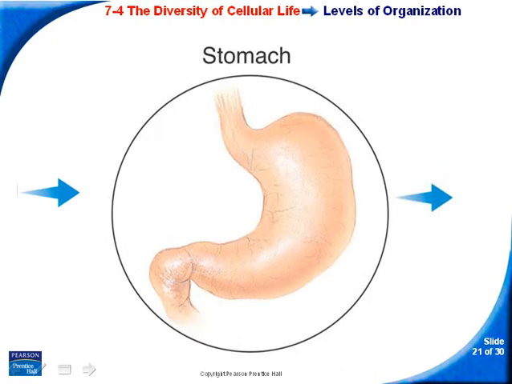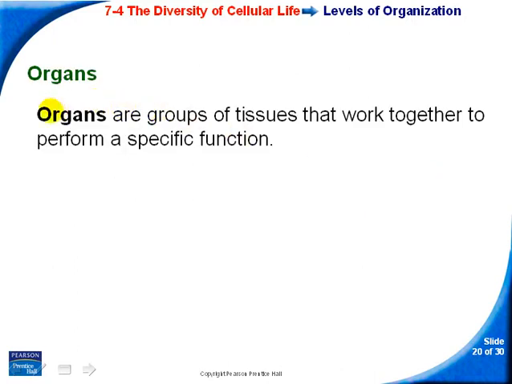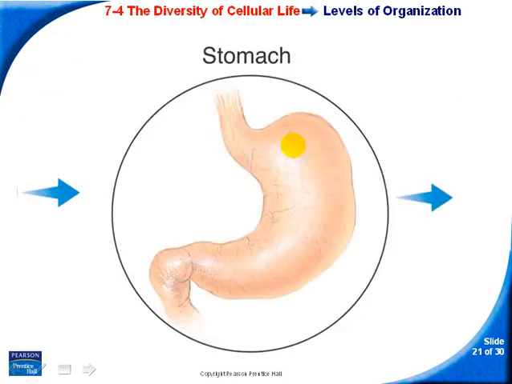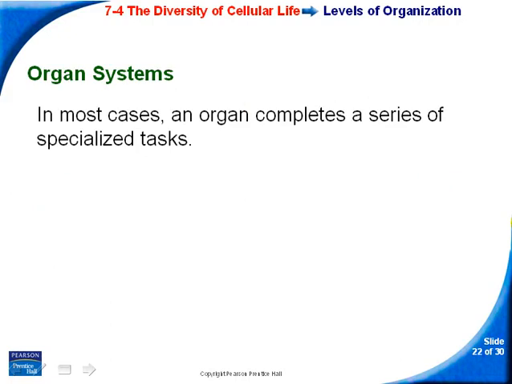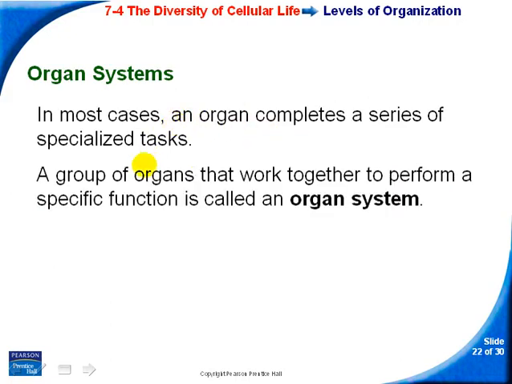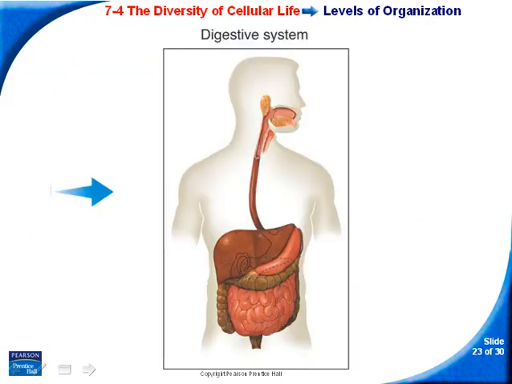Organs are groups of tissues. Organs are groups of tissues that work together to perform a specific function, such as the stomach, which is to perform the function of starting the process of digesting food and moving it onto the intestines. An organ system is a group of organs that work together to perform a specific function, such as your digestive system, which is to take food and digest it.